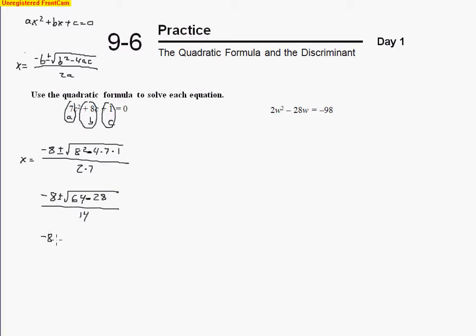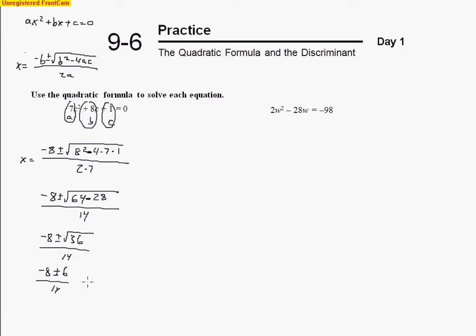So that's negative 8 plus or minus the square root. Now, I subtract these two numbers, and this gives me 36. When I divide by 14, I'll end up with rational solutions, because the square root of 36 ends up being 6. So I have negative 8 plus or minus 6 over 14.